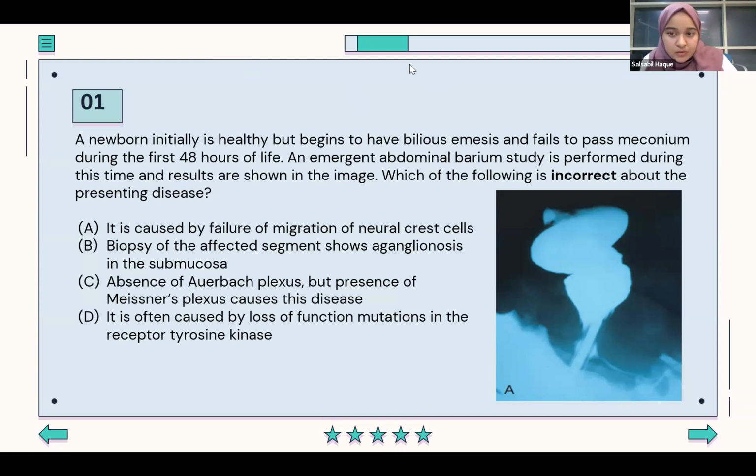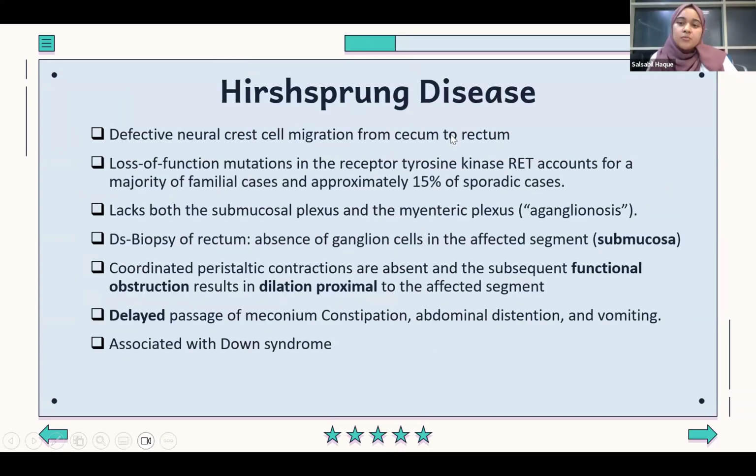Okay, C. We got one answer, which is C. Let's see if it is correct. And yeah, it is correct. It is C. So a bit about Hirschsprung disease.